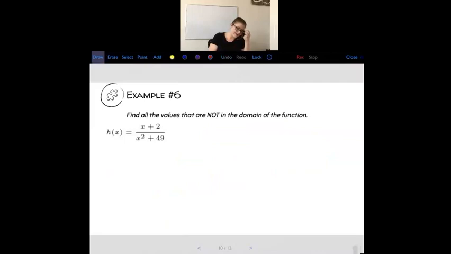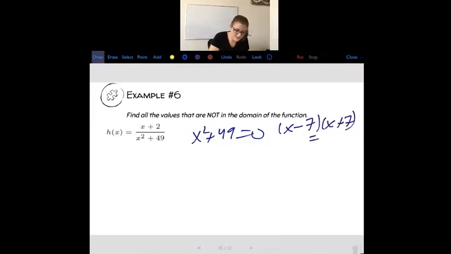Example 6, find all the values that are not in the domain of the function. So again, we'd take a look at our denominator and find out when it equals 0. This doesn't factor. The temptation is to factor it as the difference of perfect squares, but this would be x squared minus 49. But take a look at it. You're taking a number and squaring it, so that's going to be positive, and then you add 49 to it, which is still positive. So this will never equal 0, so here there's no excluded values.